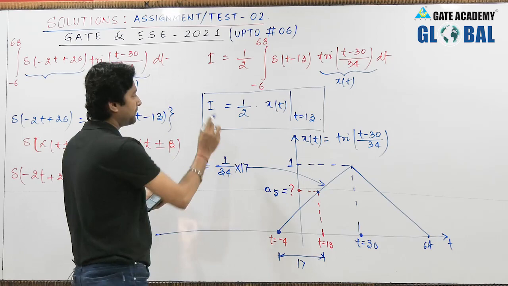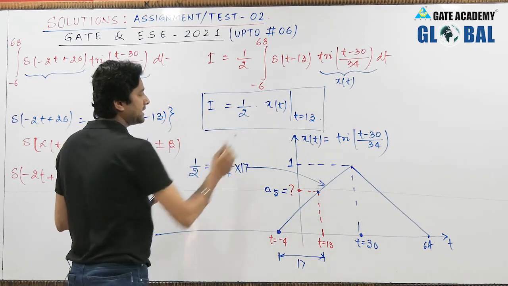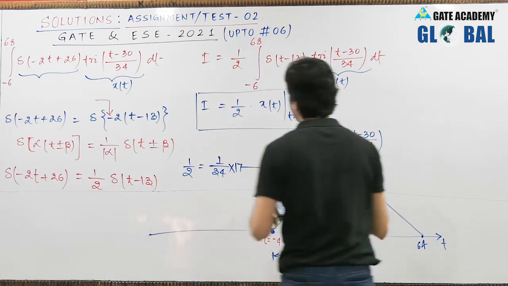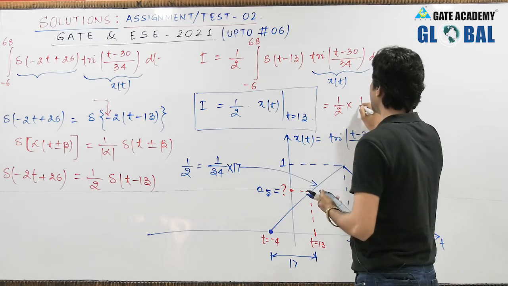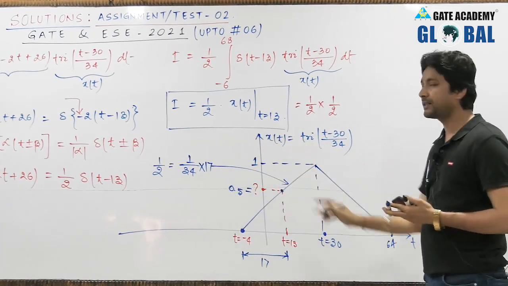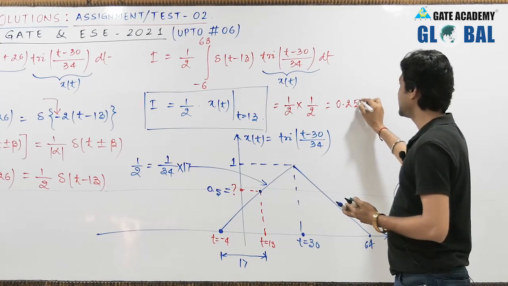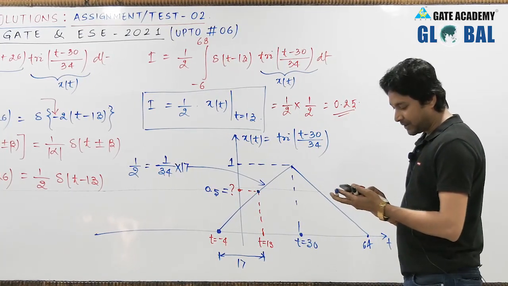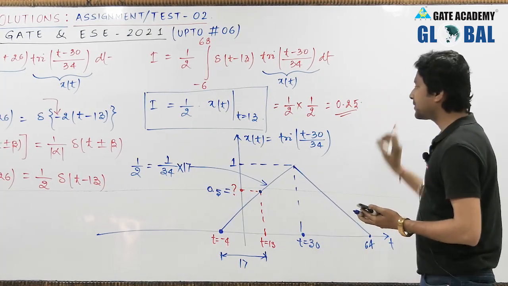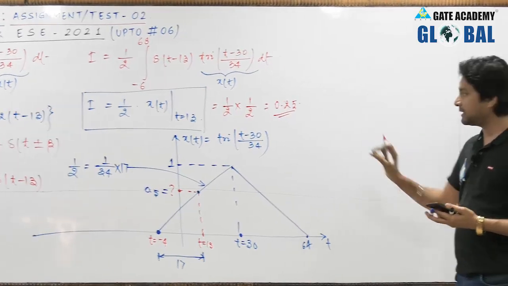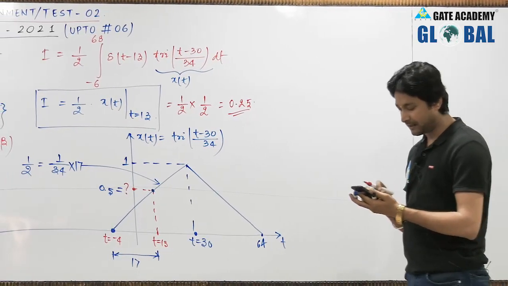Now, the final value for this given integral I is what? 1 by 2 times x of t at t equals 13. Substituting the value t equals 13, it is 1 by 2 into x of t, which is also 1 by 2 at t equals 13, that is 0.5. So the final answer for this question is 1 by 4 or 0.25. So it was a numerical answer type question, and the correct answer is 0.25. And again in this question you will not be having any kind of range, because it is coming as a perfect number, therefore there will not be any range given to you.